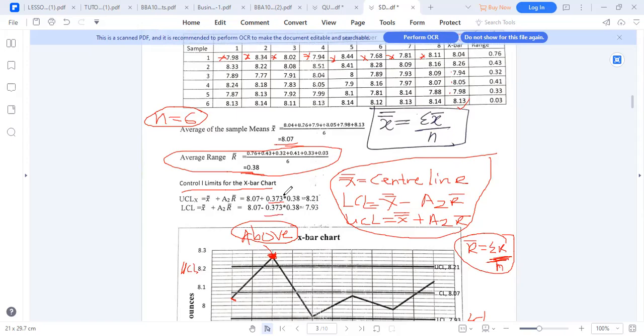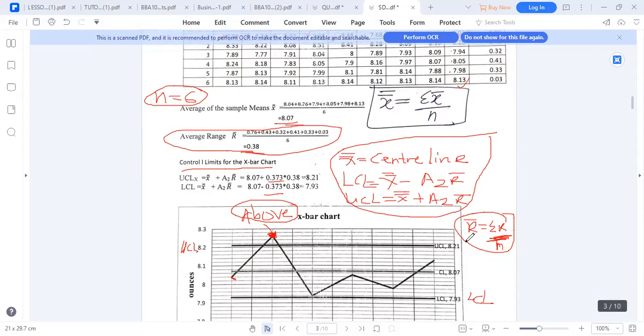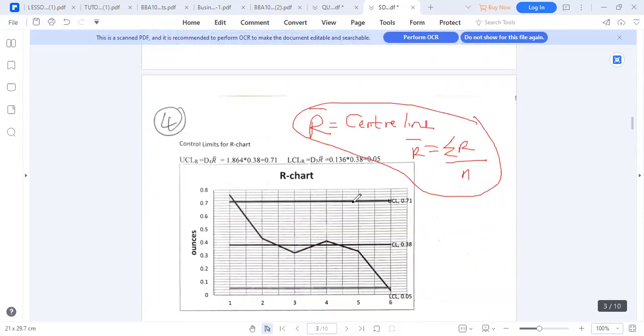These are gotten from the table, which are called quality control tables. The same way we get from the standard normal tables for normal distribution. So N equals 6, and then we go for A2. So this is where this one is obtained, 0.373. All right, then we'll get down to the R chart. So this is our R chart.